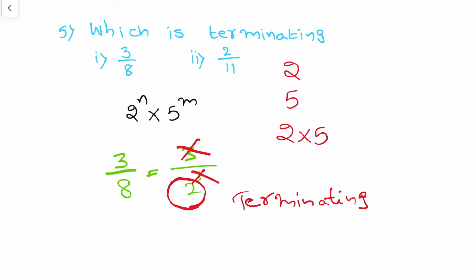Next, coming to the second question, 2 by 11. Here, as I said very clearly, the denominator should have only 2, or only 5, or only 2 and 5. No other numbers except these. But in the second question, 2 by 11, 11 is not at all related to 2 and 5. So definitely it will have a non-terminating repeating type of decimal. So what conclusion will we give in the exams? The denominator is not in the form of 2 power n into 5 power m. So that is the reason 2 by 11 has a non-terminating repeating type of decimal.